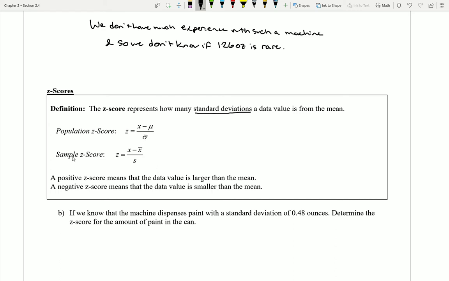Now notice here that I have two different formulas, one for a population z-score and one for a sample z-score, but at the end of the day they ultimately are the same formula. I just notate my mean and standard deviation with slightly different symbols.